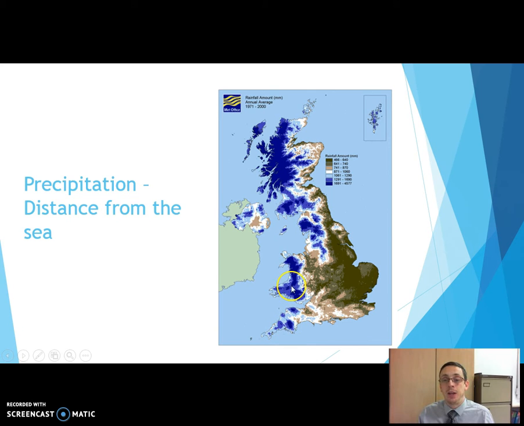Then they hit big bands of mountains. You've got the Snowdonia Range in Wales. You've got the Lake District here. You've got all of the Scottish Highlands, etc. This makes the air rise up, and it rains out over this area, which gives us a drier area on the east because it's the rain shadow that we spoke about earlier.